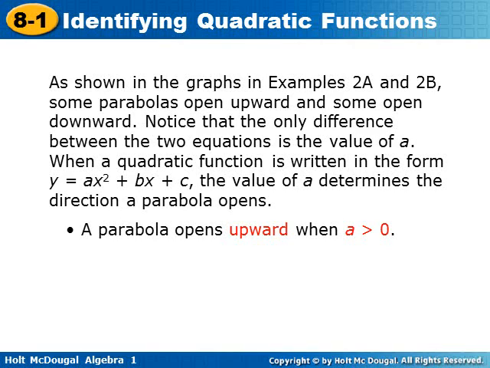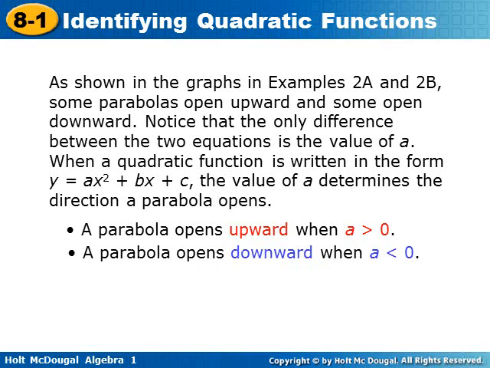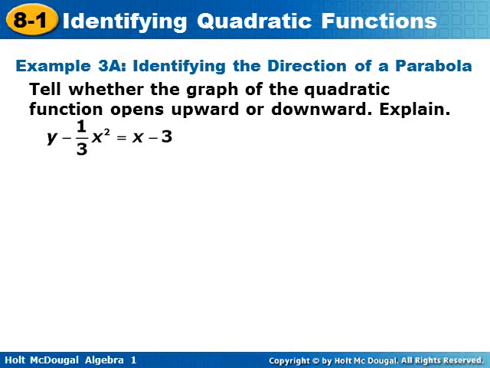Think of it this way. A person who's positive smiles, so your parabola will be smiling or opening upward. A parabola opens downward when a is less than 0, or a negative number. So a negative person frowns, so your parabola will frown and open downward.